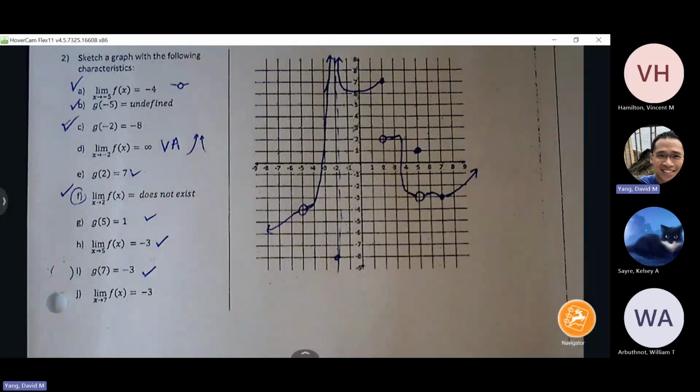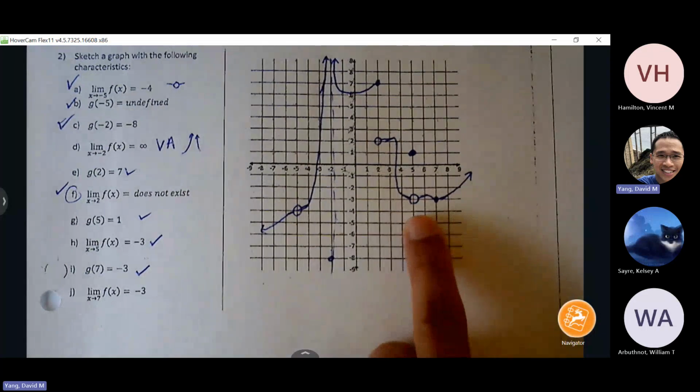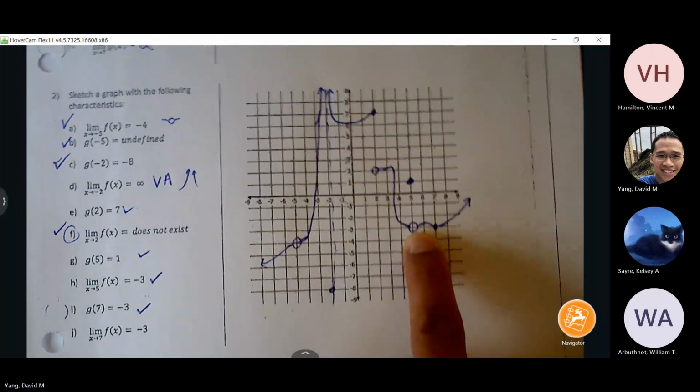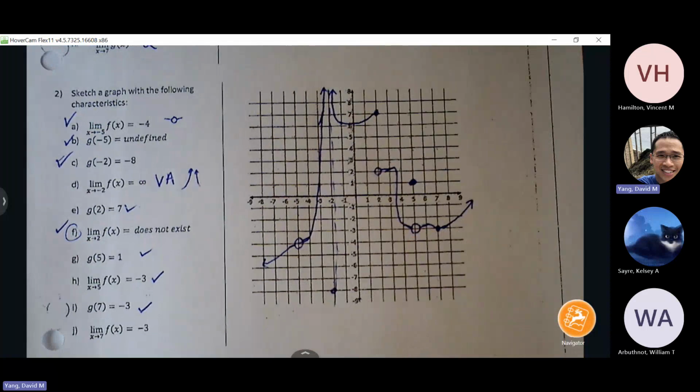If I didn't connect it to the branch and just connected it to the hole, that'd be... let me see. You have it. Just fixed it. I can't do that because it said the limit doesn't exist there, so then you'd force the limit to exist there. I have to have some disconnection there.